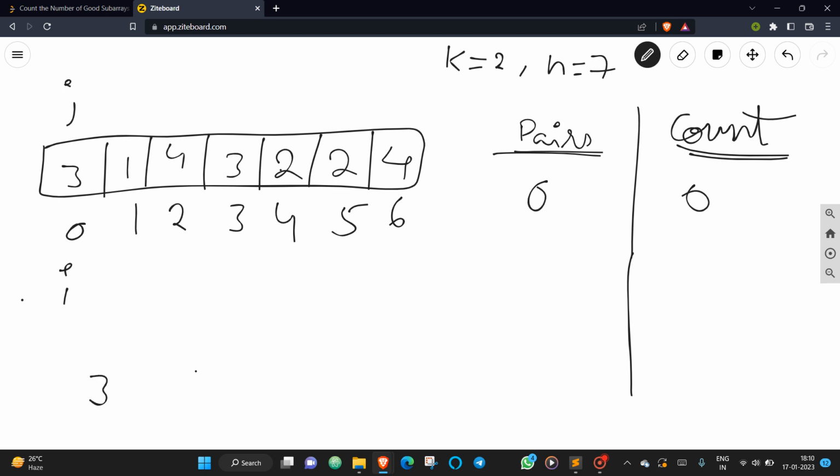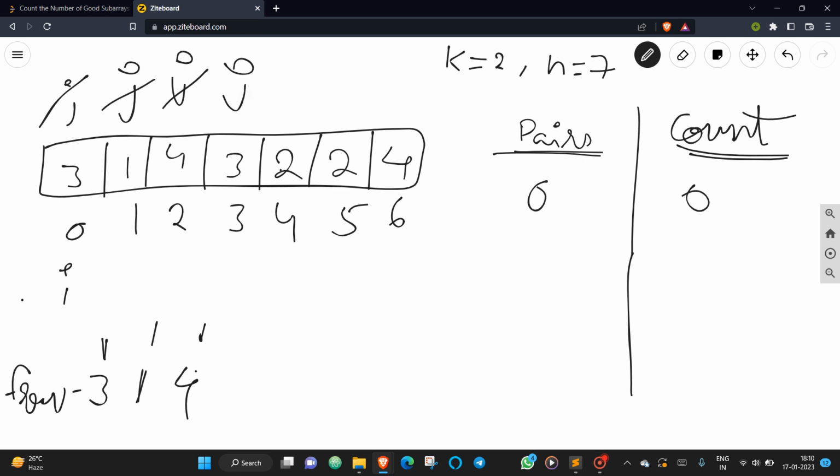See, here I was updating my frequency map. That is, our 3's frequency is 1, and now I'll increment my j, and now again check, and increment the frequency of 1, and I'll again check whether it is making any pairs with the previous elements or not. Since it is not making any pairs, now I again increment my j, and I again increment my frequency, and now again increment my j to the next.